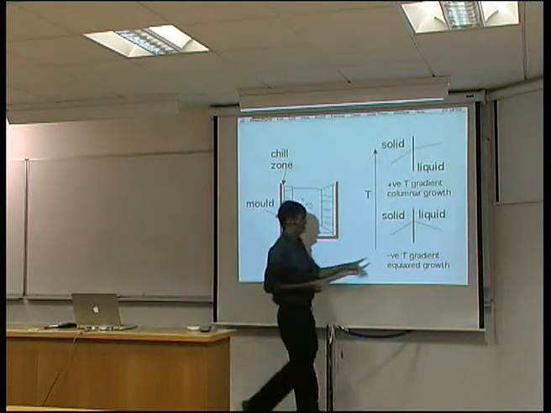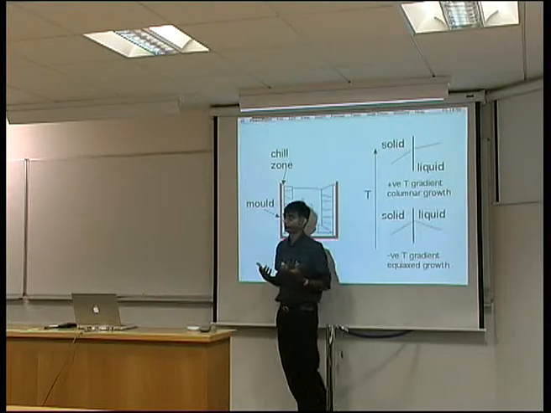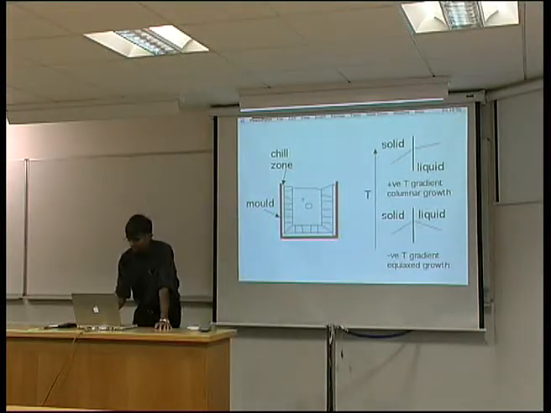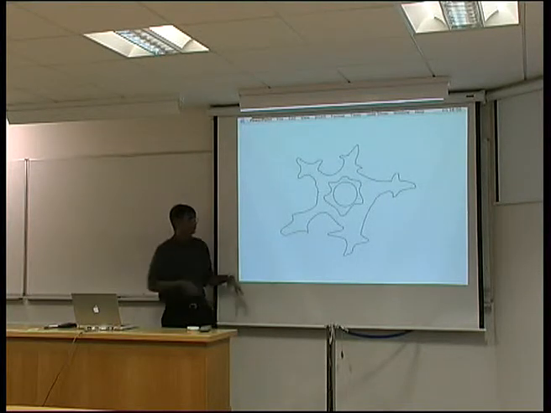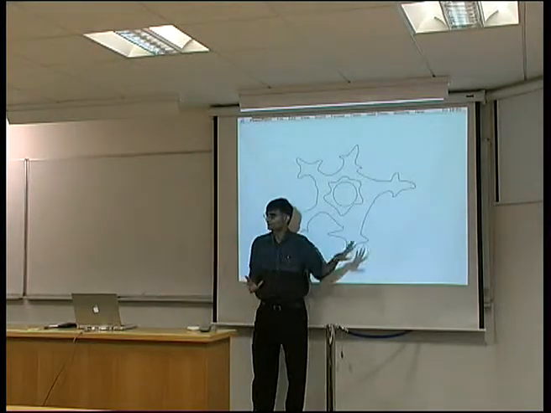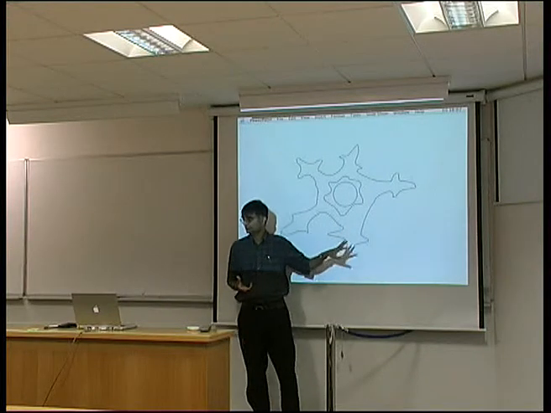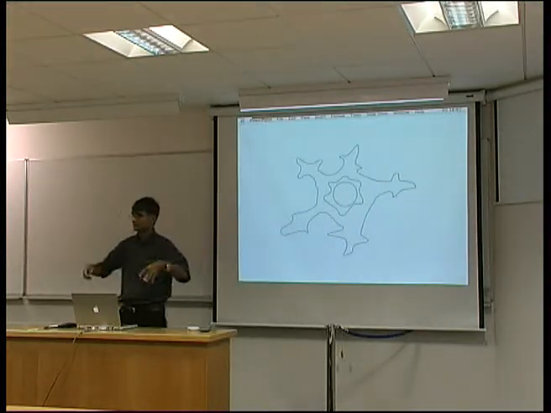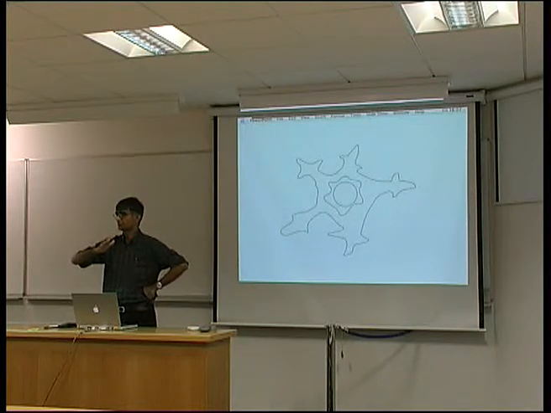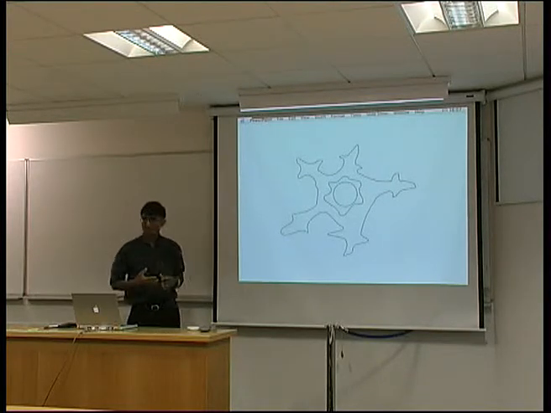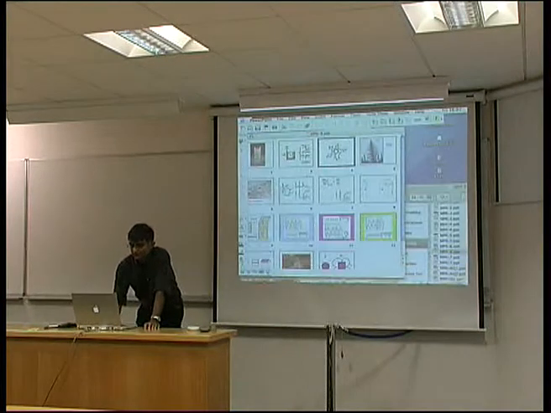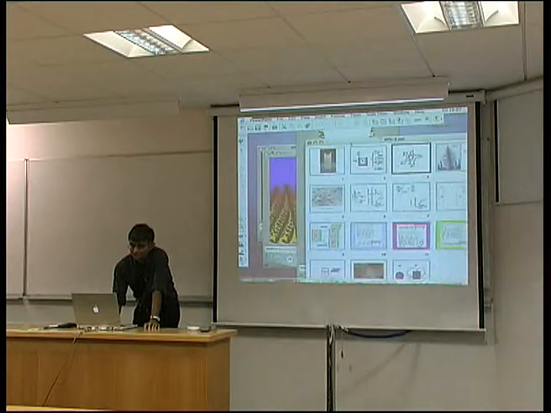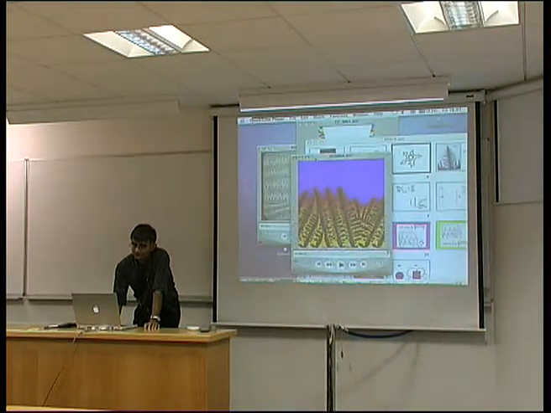In this case, any disturbance will become unstable. And we get a mode of solidification which is known as dendritic solidification. So it tends to branch out into many directions like this. Okay? In the center of that mold where we have a negative temperature gradient. So this is called dendritic because it looks like a tree, basically, in three dimensions. Okay. And again, I have a movie to show you, a simulation of dendritic solidification.